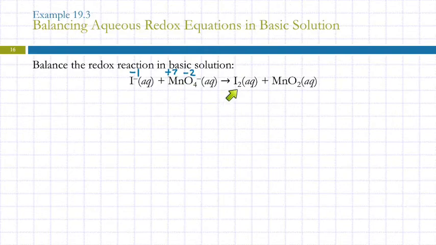Over here, I've got I2. What's its oxidation state? 0. And MnO2, well, the oxygen gets to be -2. And the manganese has to be what? +4. What's being oxidized? The iodide. The iodide is going from -1 to 0. That's increasing. The manganese is being reduced from +7 to +4. The oxygen is not doing anything.